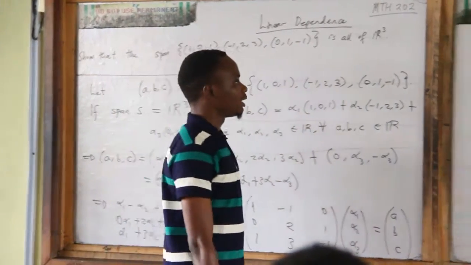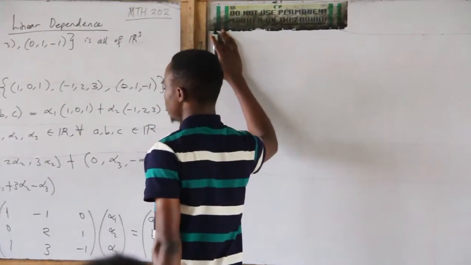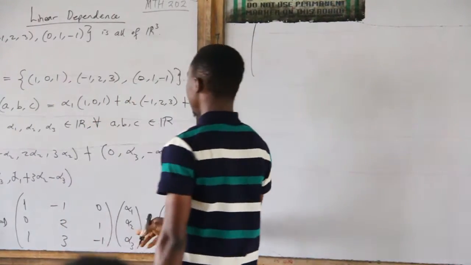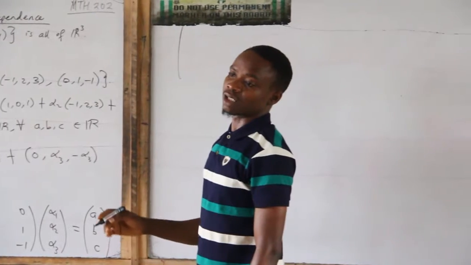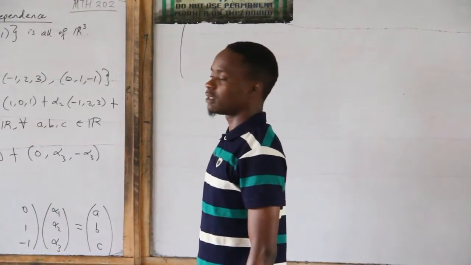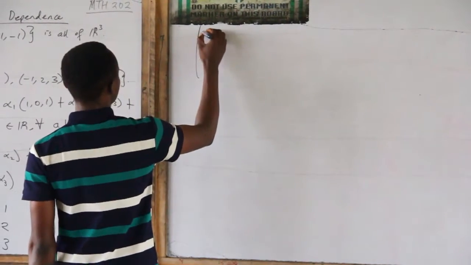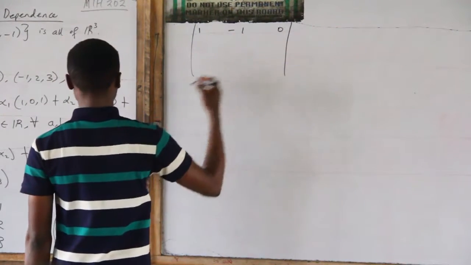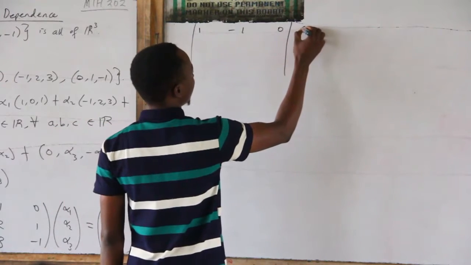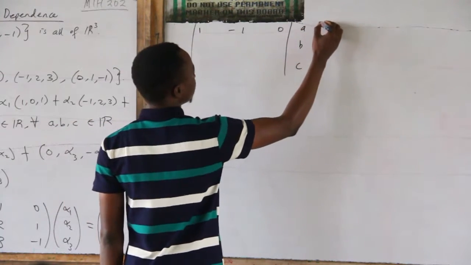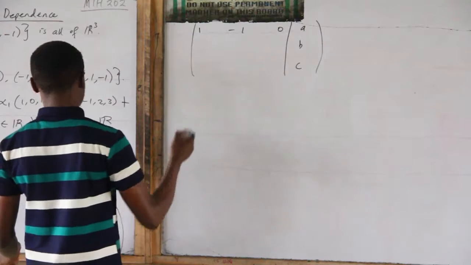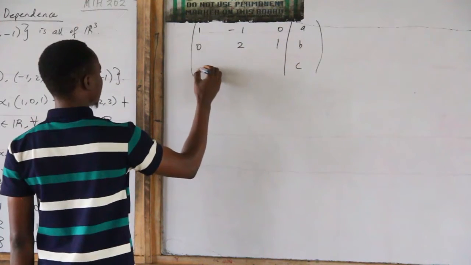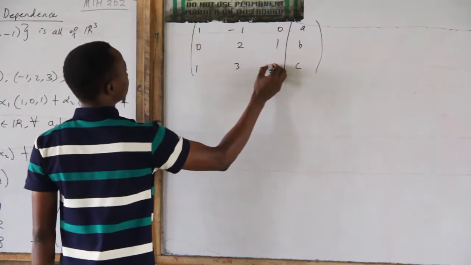So look at it now. I can write that, listen very well. I can produce an augmented matrix and carry out elementary row operations on it. This is going to give us 1, minus 1, 0. Augmented means that this constant term I have there, I'm just going to include it in a separate column. And then I have this to be 0, 2, and 1. Then I have this to be 1, 3, and minus 1.